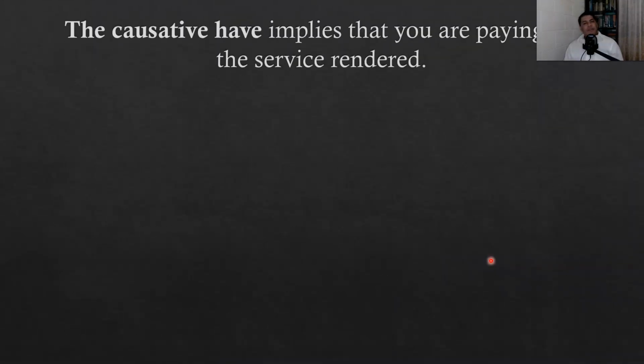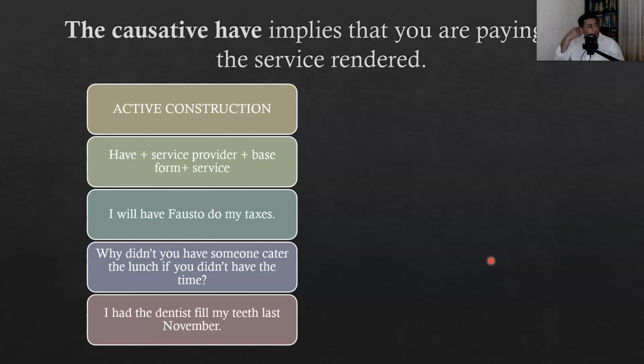Now, let's talk about the causative verb have. The causative verb have implies that you are paying for the service rendered, okay? You are paying for a service that you were provided. And we have two possible constructions, as I already told you. We have the active construction and we have the passive construction. In the active construction, you will find this pattern in only this construction, okay? Not in the whole sentence. The causative construction takes the verb have here, plus the service provider, plus the base form of the verb, plus the service.